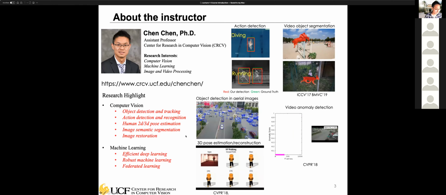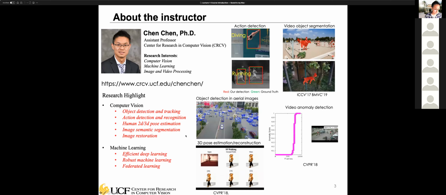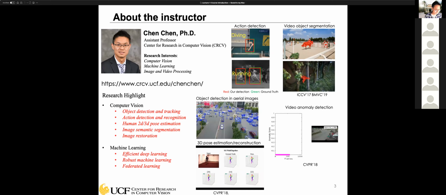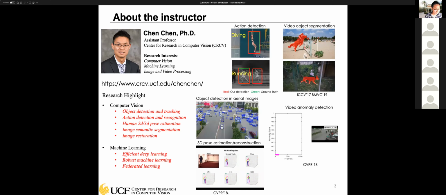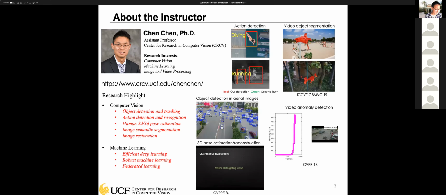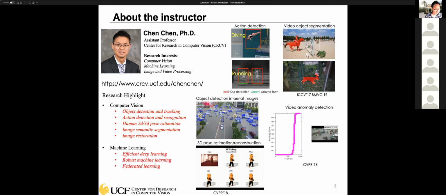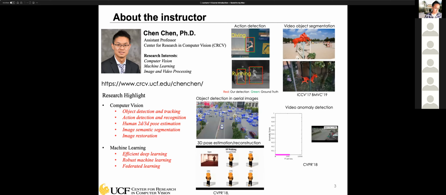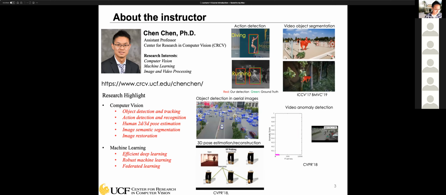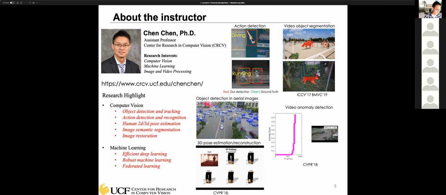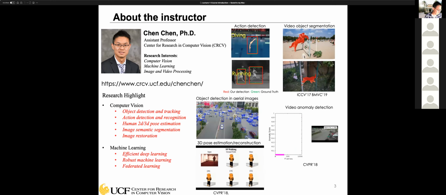And we also do human pose estimation and reconstruction. So you have an image, and you want to reconstruct the pose. This has a lot of applications in AR and VR, right? In a lot of gaming, you want to estimate the human pose or gestures so you can interact in the world of the game.